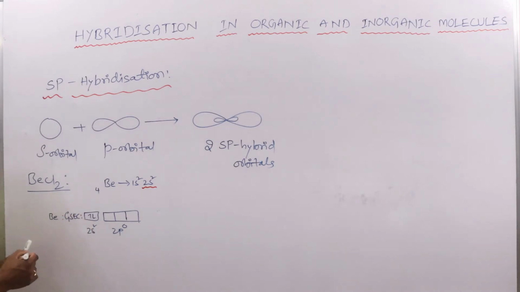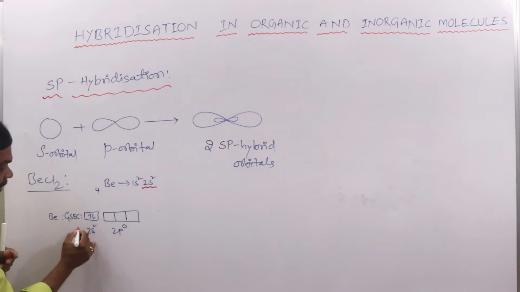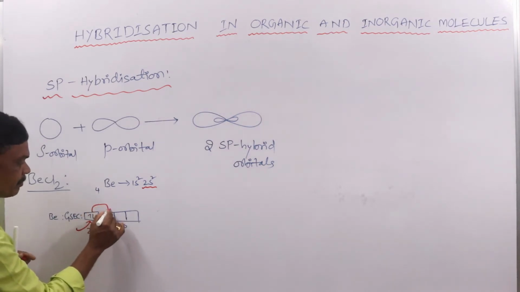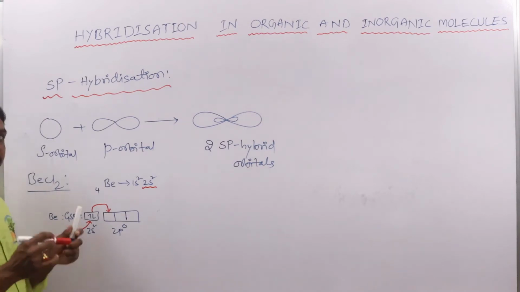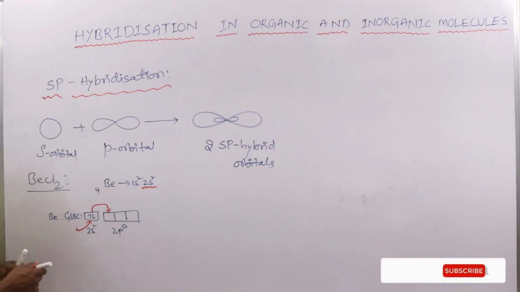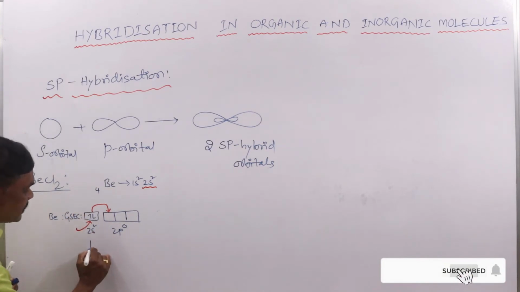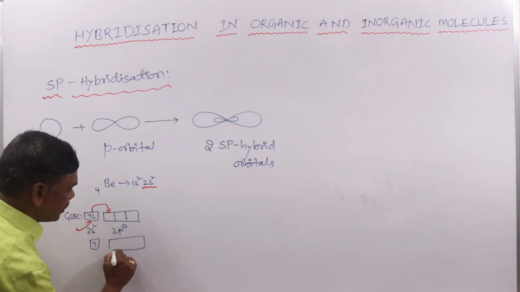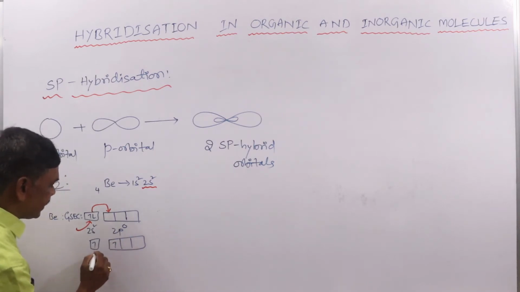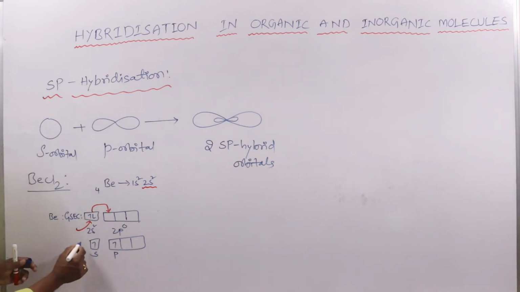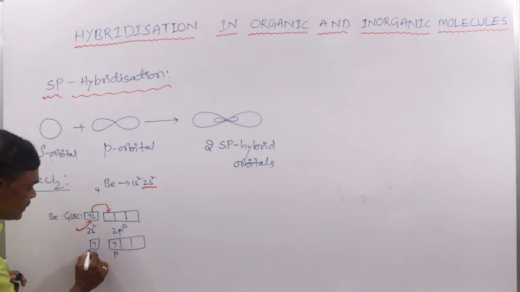Whenever we give energy to this s orbital, an electron is excited into the p orbital. This process is known as excitation. Now the s orbital contains one unpaired electron and the p orbital also has one unpaired electron.